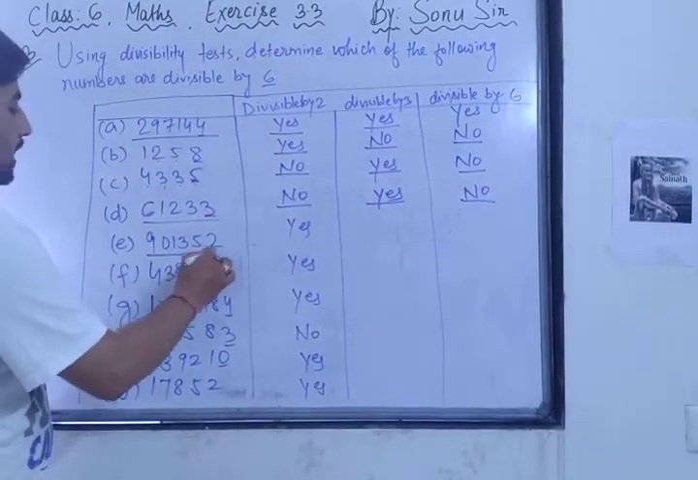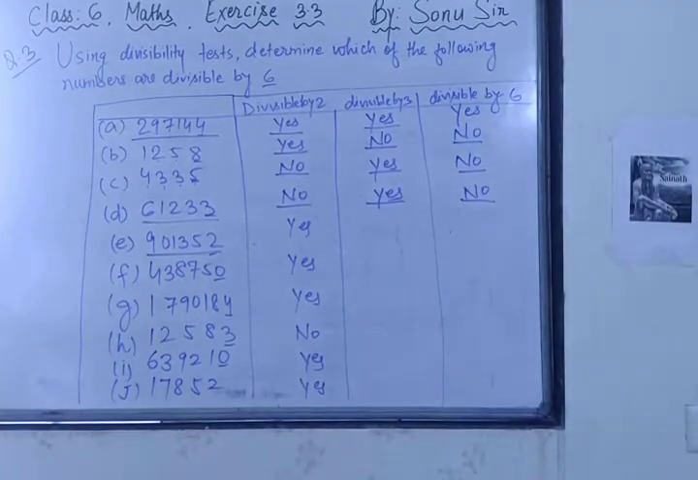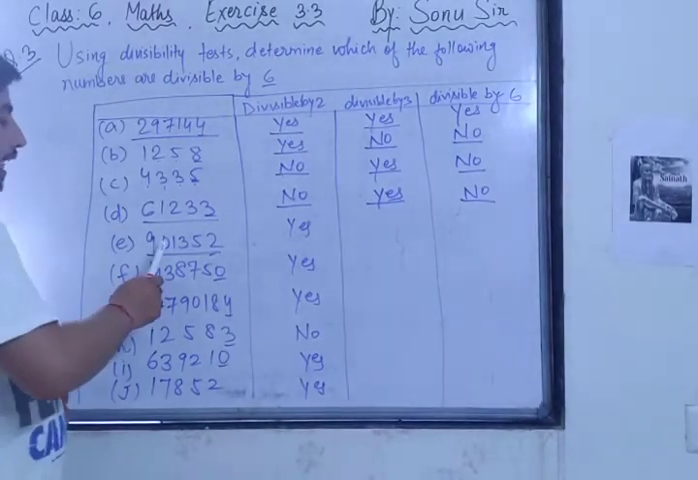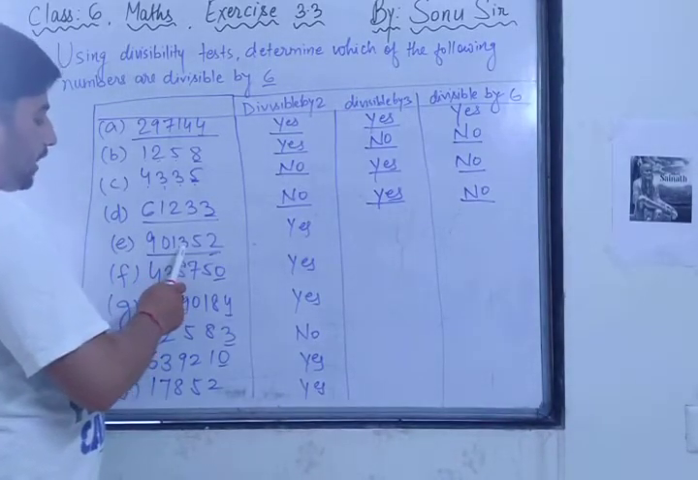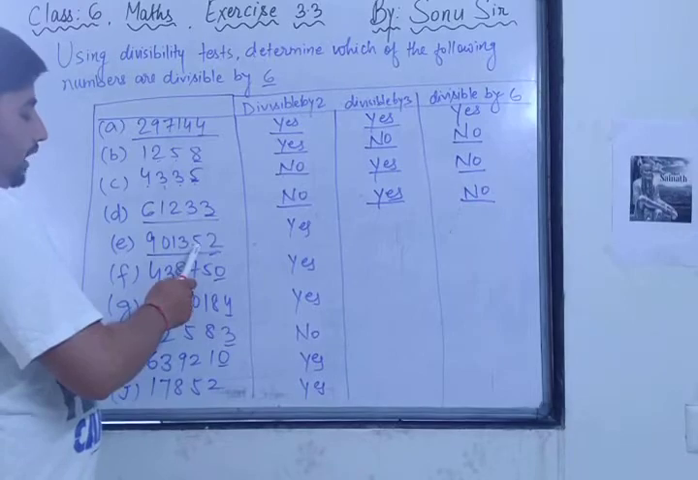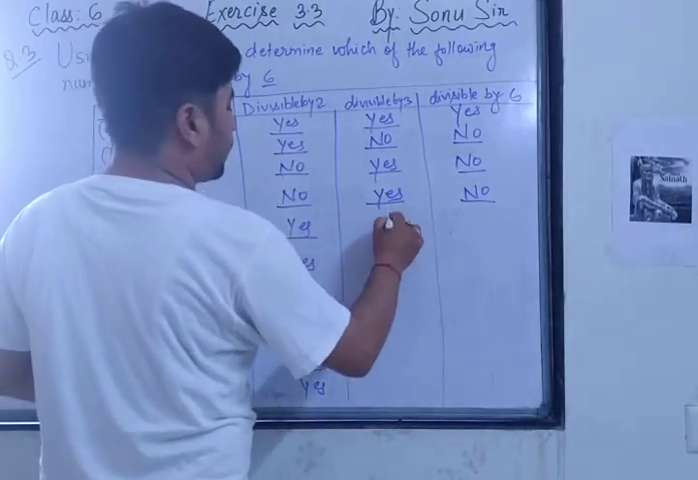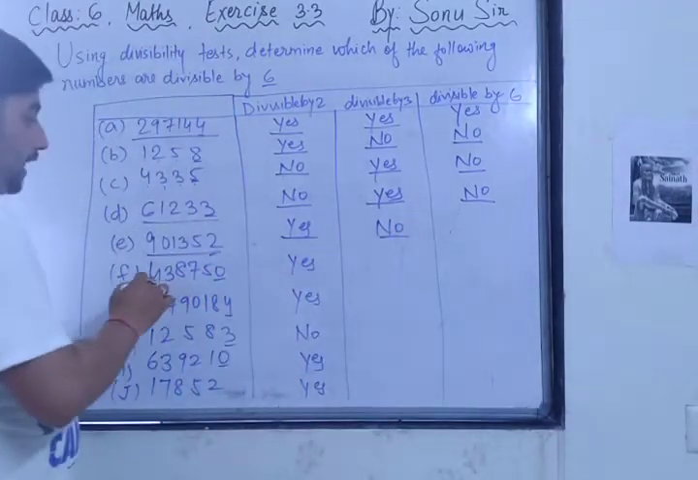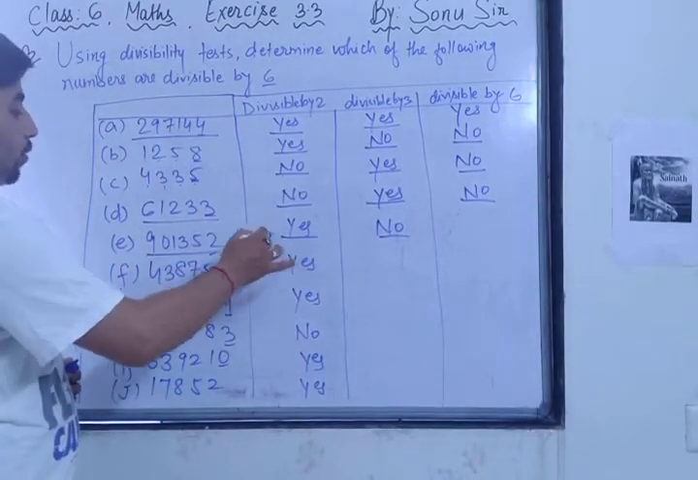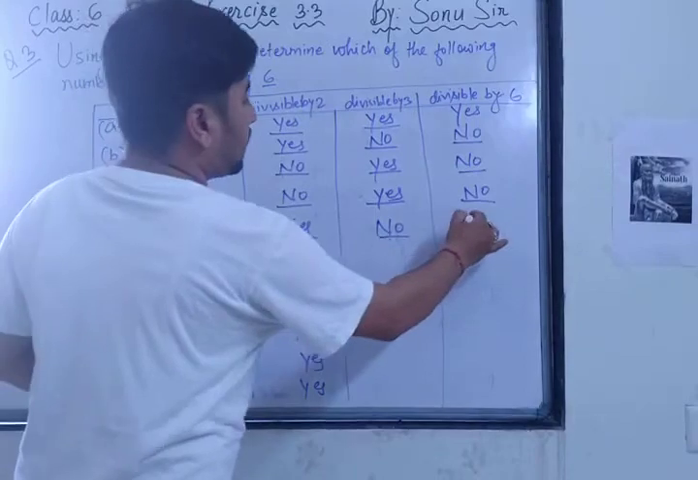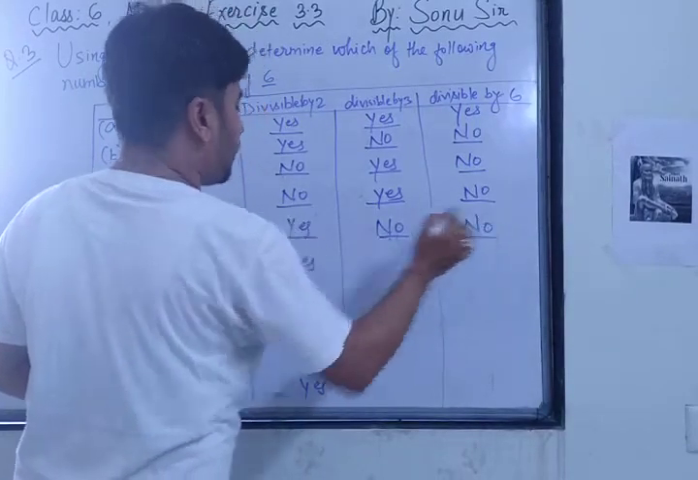Now, what about this number? 901352. This number is divisible by 2. Can you tell me whether this number is divisible by 3 or not? So what will you do? You just have to add the digits. How will you add? 9 plus 0, 9. 9 plus 1, 10. 10 plus 3, 13. 13 plus 5, 18. 18 plus 2, 20. 20 is not a multiple of 3. Since this number is divisible by 2 but not divisible by 3, therefore this number is not divisible by 6.